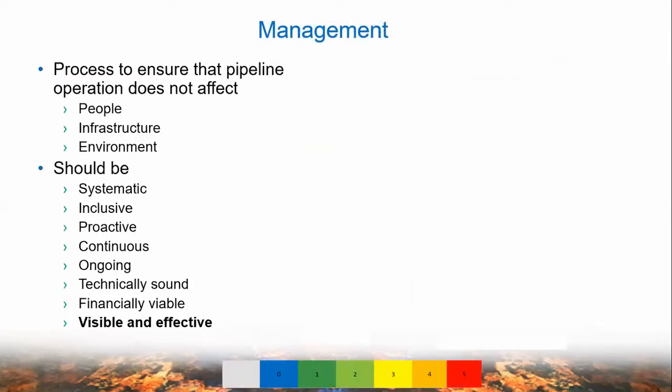Finally, let us not forget the role of management. Management is a process that ensures that the pipeline operation does not affect people, infrastructure, and environment. Management should be systematic, inclusive, proactive, continuous, ongoing, technically sound, financially viable. I would emphasize visibility and effectiveness of the management process.